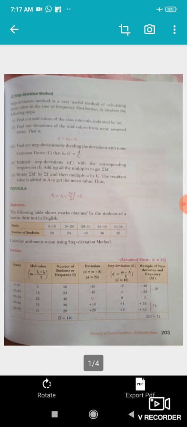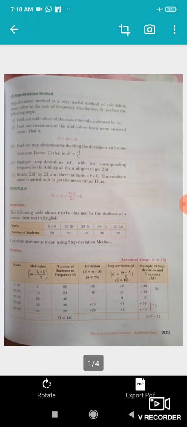Then the fourth column you have is deviation. Deviation is m minus a. So you have to assume a mean. You have to assume the mean from the mid values. From the mid values you are assuming 25, because 25 is in the center, in the middle. So you take the assumed mean as 25. After that you take out small m minus a, that is 5 minus 25, that is minus 20, 15 minus 25, that is minus 10, 25 minus 25, that is 0, then 35 minus 25 is plus 10, and 45 minus 25 is plus 20.